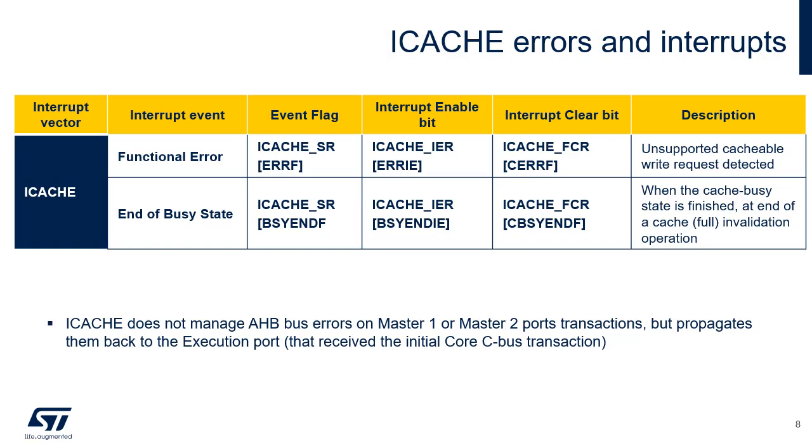The two sources of ICACHE global interrupt are error detection on cacheable write requests, which sets the ERRF bit in the ICACHE status register, and the full invalidate operation, which sets the BSYENDF bit in the ICACHE status register. There's no ICACHE management of errors occurring on a master 1 or master 2 port request. The erroneous response is propagated through ICACHE back to the Cortex M33.